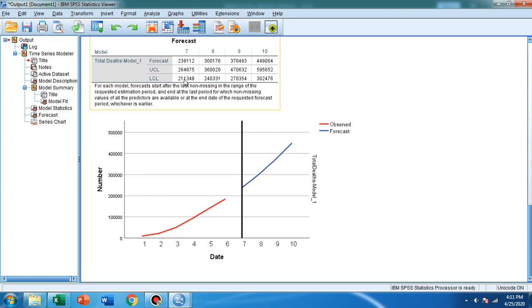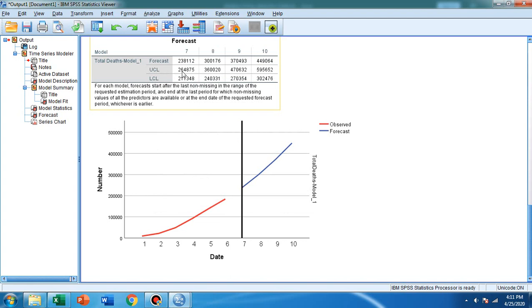That is 1 week after April 22. And the next week, it's between 240,000 and 360,000. The next week, 270,000 to 470,000, and after a month from April 22, there's a 95% chance that it's between 302,000 and 595,000.